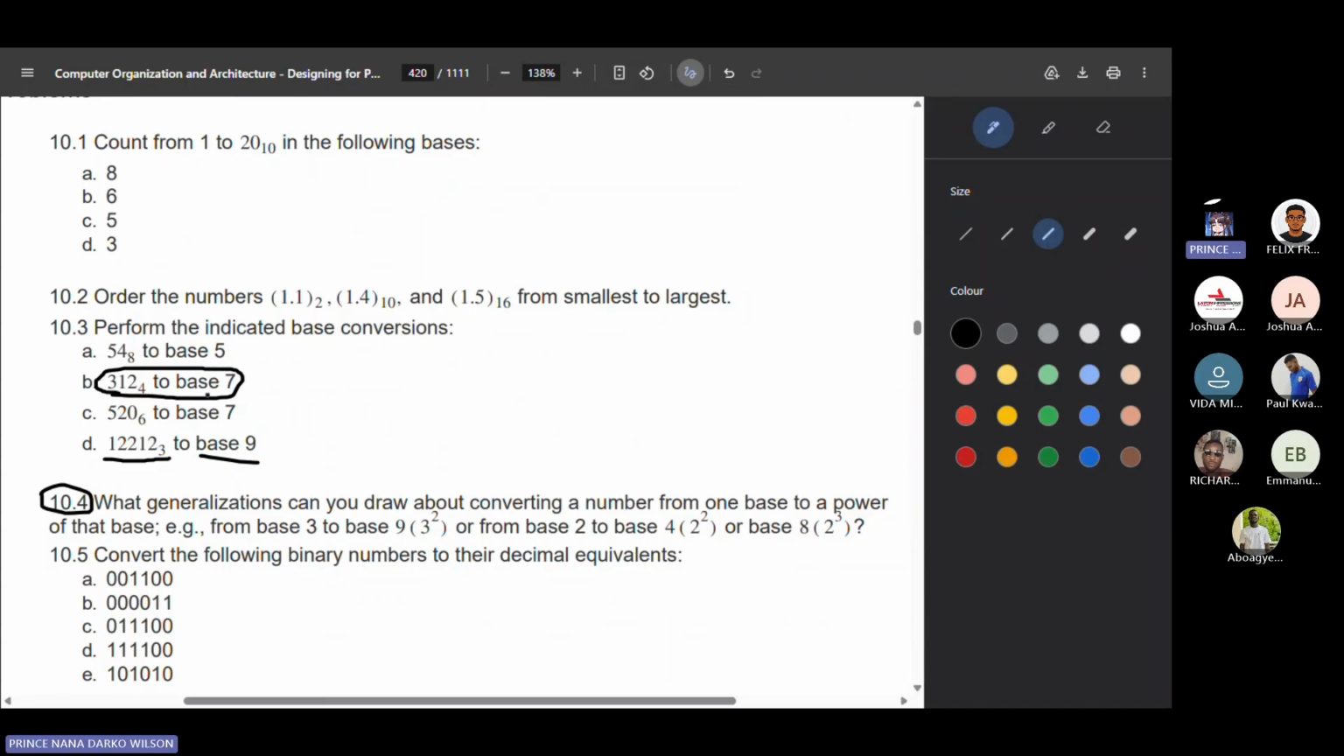So please tackle this. We are converting 312 base 4 to base 7. So the same thing we looked at earlier. First change it into base 10, and then from base 10 to base 7. So please, how about it?